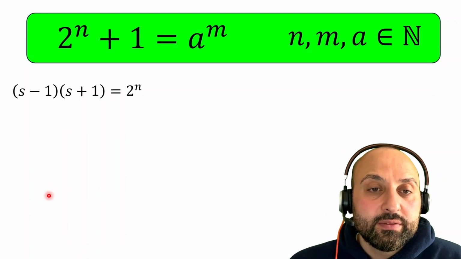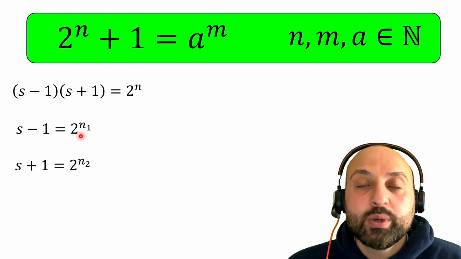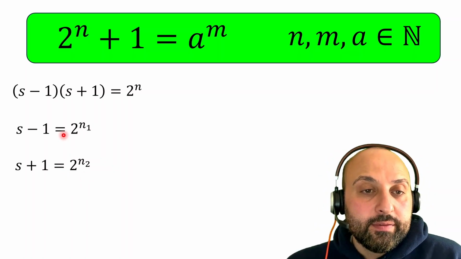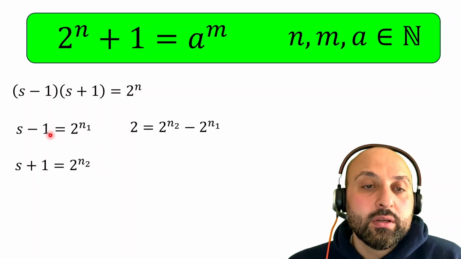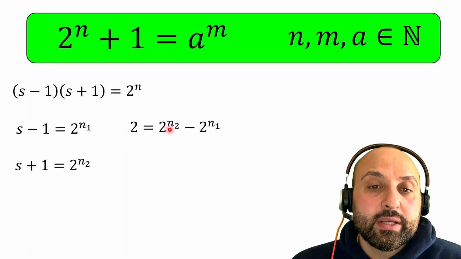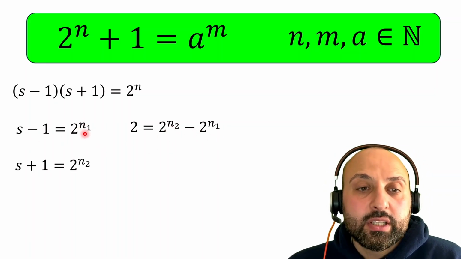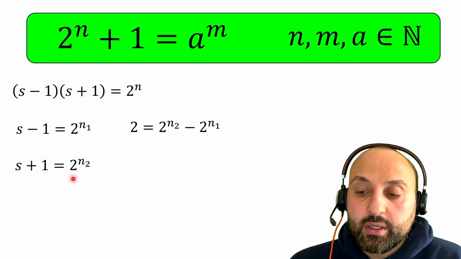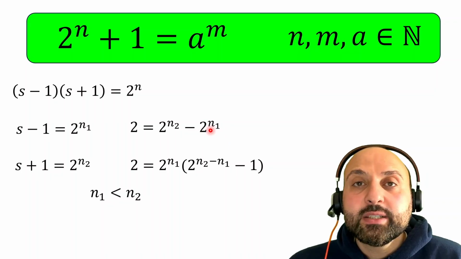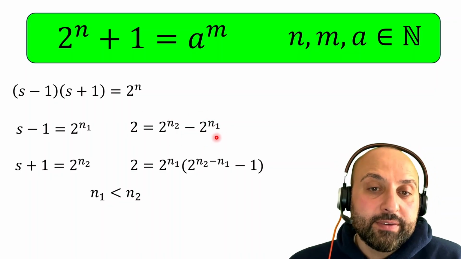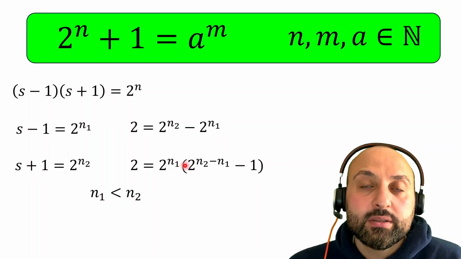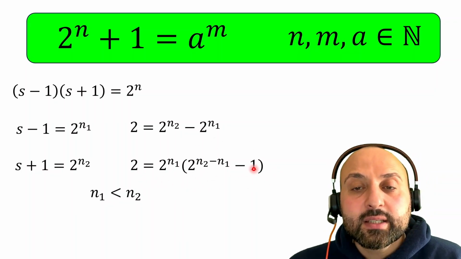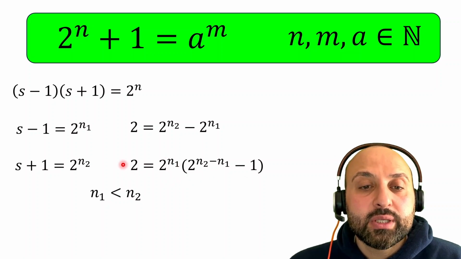Now we can actually solve this very simply, because s - 1 should be 2^n1 and s + 1 should be 2^n2. We can subtract these two from each other. Therefore, 2 becomes equal to 2^n2 - 2^n1. Obviously, we know that n1 is less than n2, because s - 1 is smaller than s + 1, which means we can factorize 2^n1 from this equation. So it becomes 2^n1 times (2^(n2-n1) - 1) equal to 2. Since the second factor is an odd number, it has to be equal to 1.